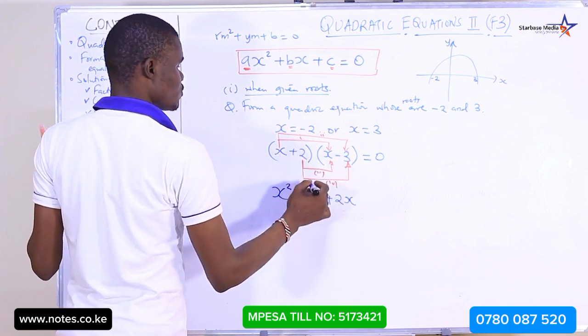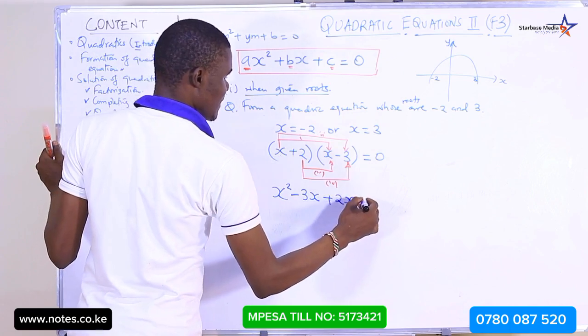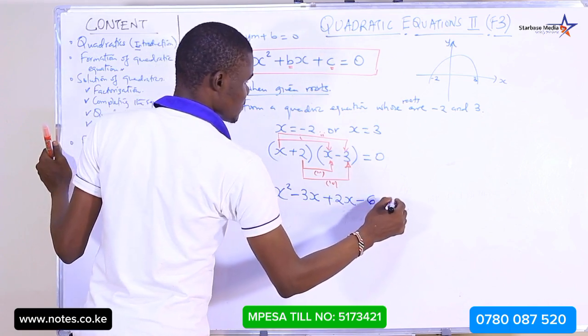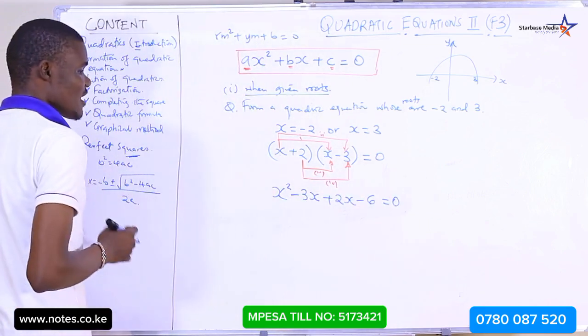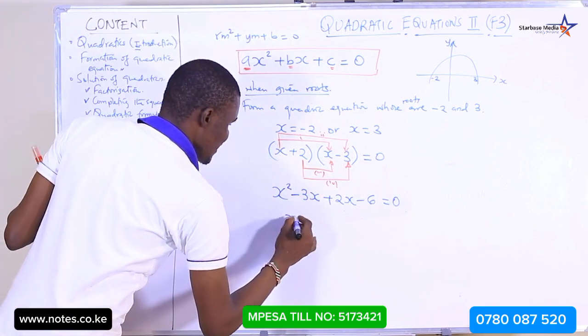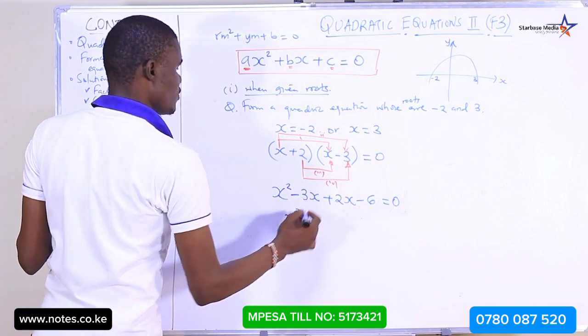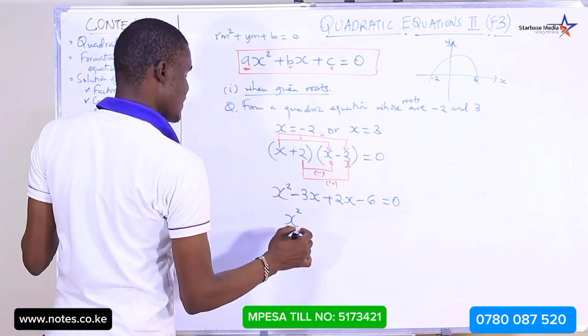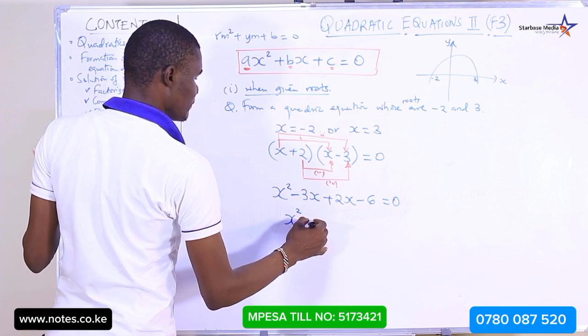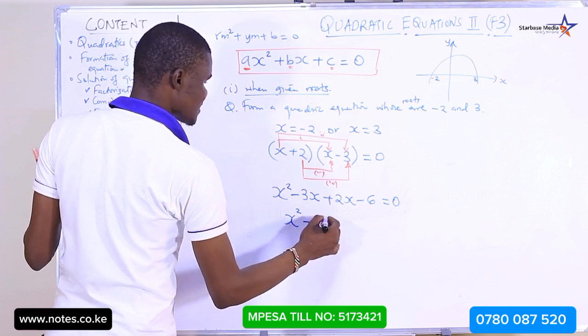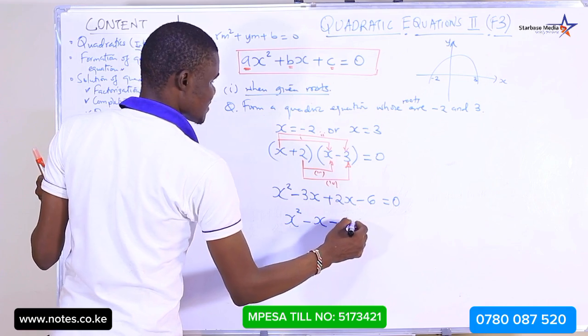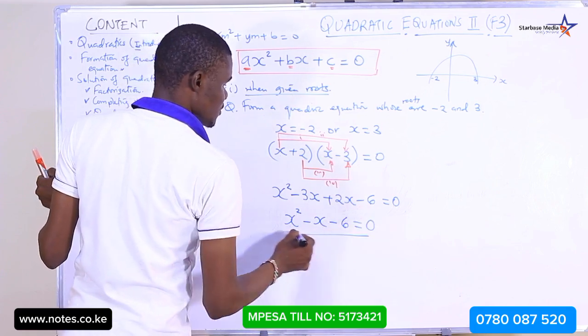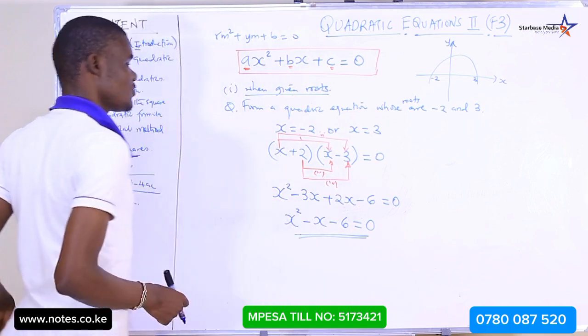Then we go to 2 by -3, that is -6, to be equals to 0. And therefore, when we simplify, this will be x squared minus x minus 6 is equals to 0. So this is the quadratic equation.